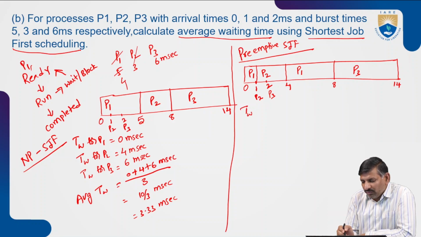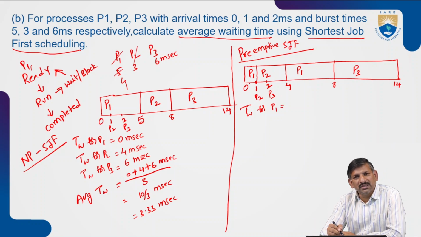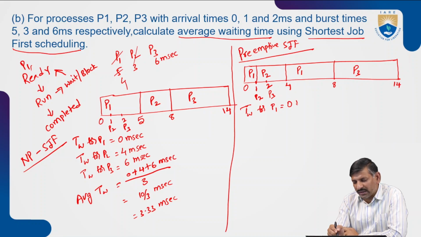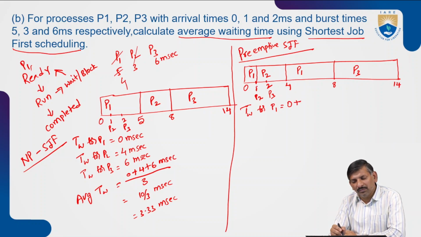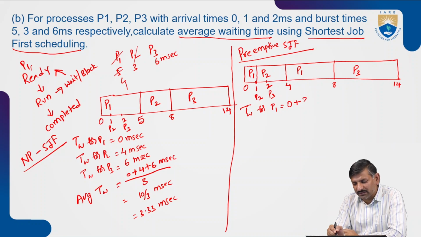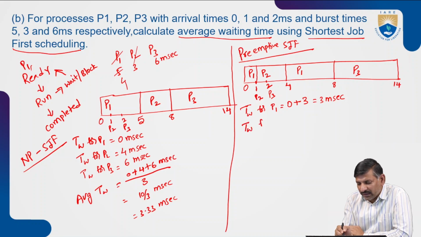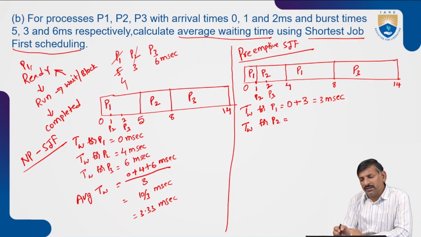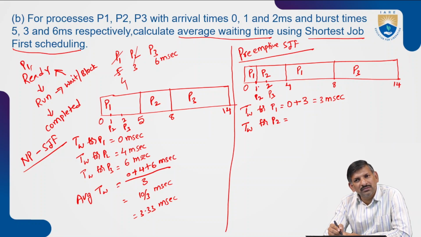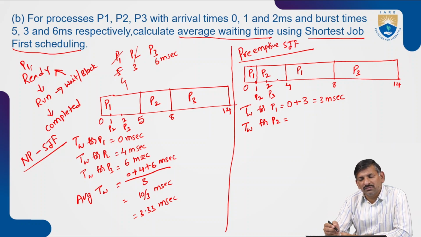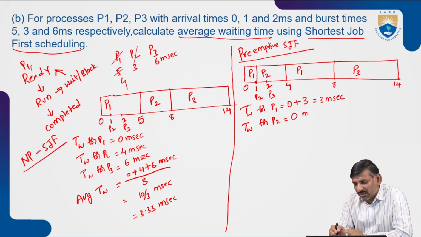Now calculate waiting time for process P1. P1 entered into the ready state at the time of 0 and it is scheduled for execution immediately, so waiting 0. At the time of first millisecond, P1 is preempted by P2. How much time is it waiting? 3 milliseconds. So total waiting time is 3 milliseconds. Next, waiting time for process P2. P2 enters into the ready state at the time of first millisecond and it is scheduled for execution immediately. So its waiting time is 0 milliseconds.